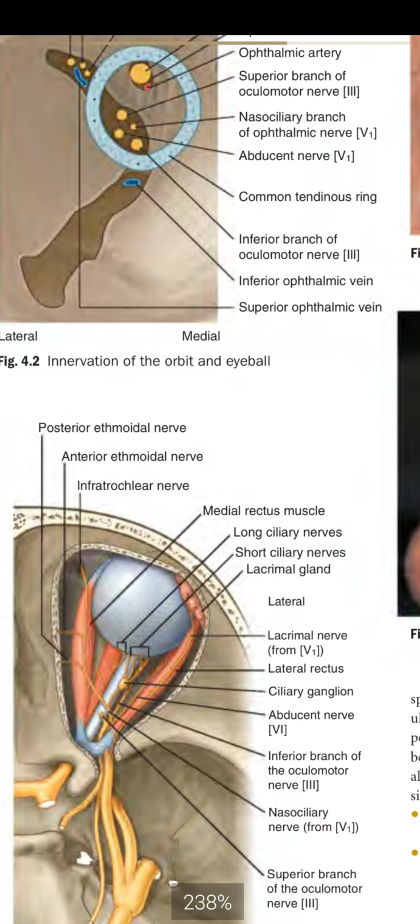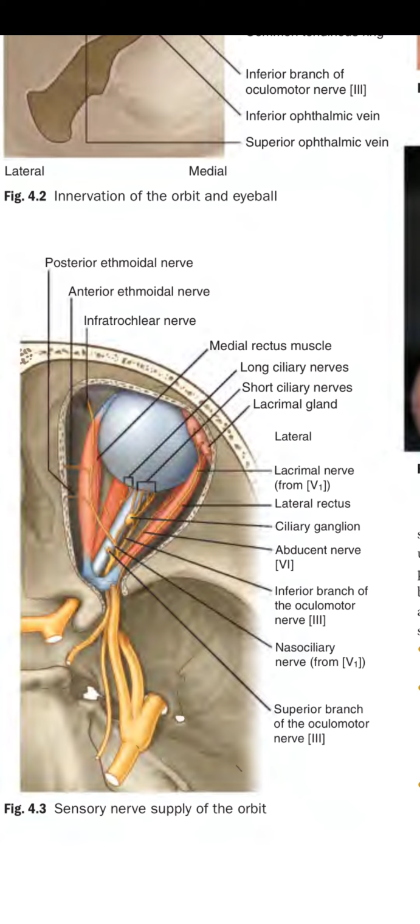So this is showing the sensory nerve supply of the orbit. You can see this is the oculomotor nerve, which is divided into a superior branch and an inferior branch. The superior branch will supply the superior rectus and the levator muscle, and the inferior branch will supply the inferior oblique, and it will also supply the inferior rectus and medial rectus as well.